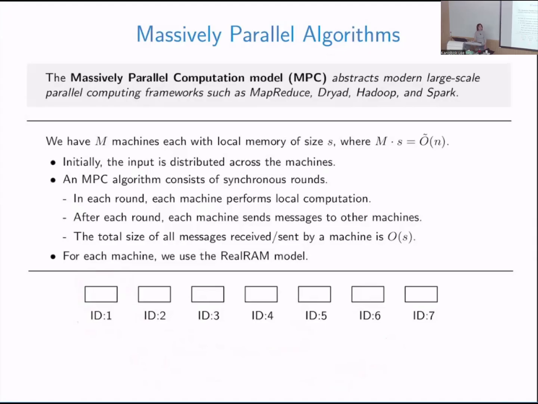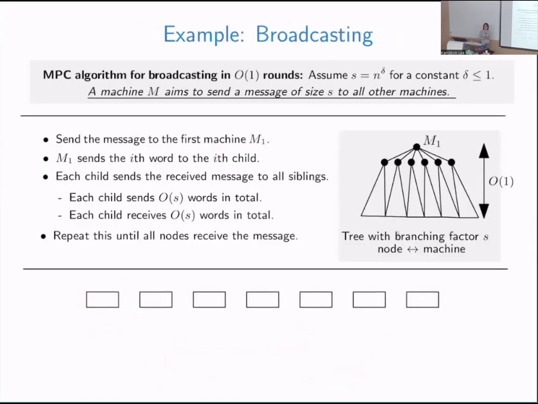Okay. This is the general setting in this model. And I will give a simple example, broadcasting. In this problem, a machine has some message of size S, and the goal is to send this message to all other machines. The general assumption in this model is that the local memory space is n to the some constant.